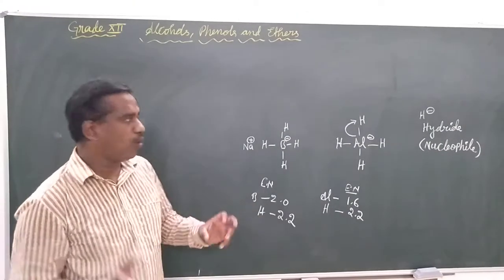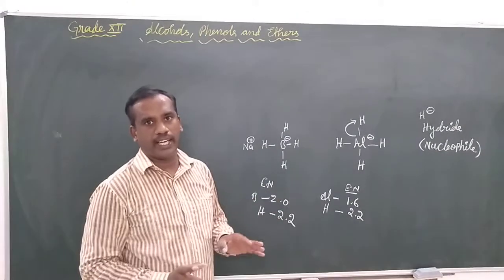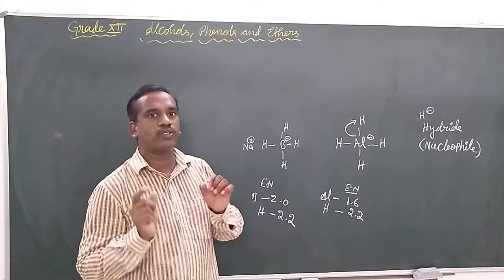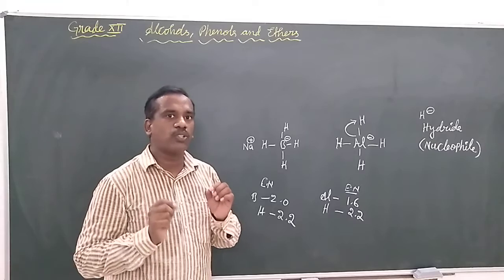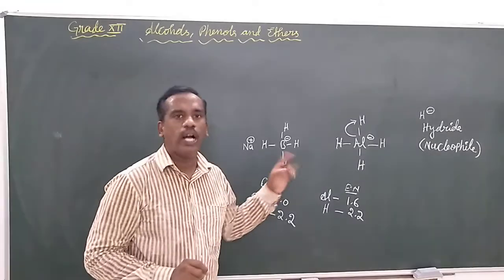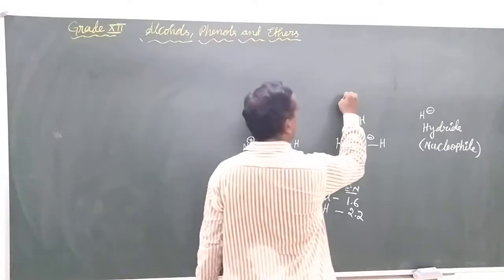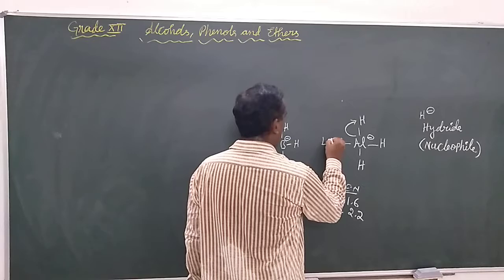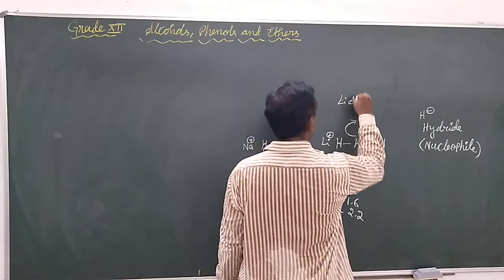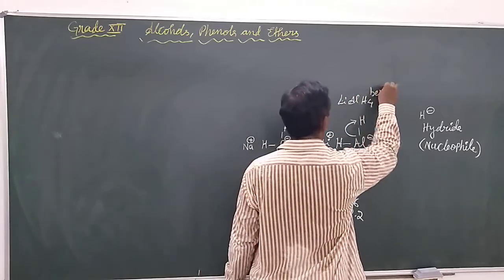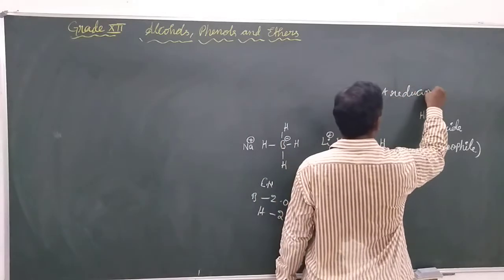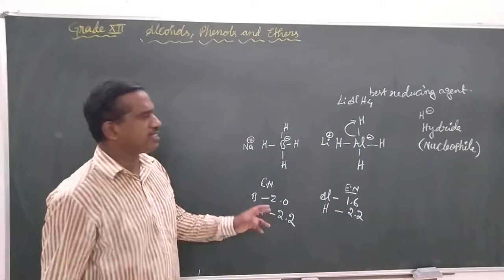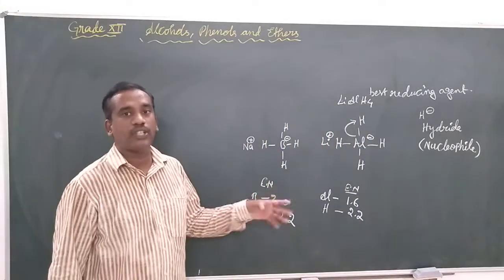So let us compare now which will be the best reducing agent. The one which has the central atom with the least electronegativity will be the best reducing agent among these two hydrides. So we are going to prefer lithium aluminum hydride as our best reducing agent. And which groups are these reducing agents able to reduce?